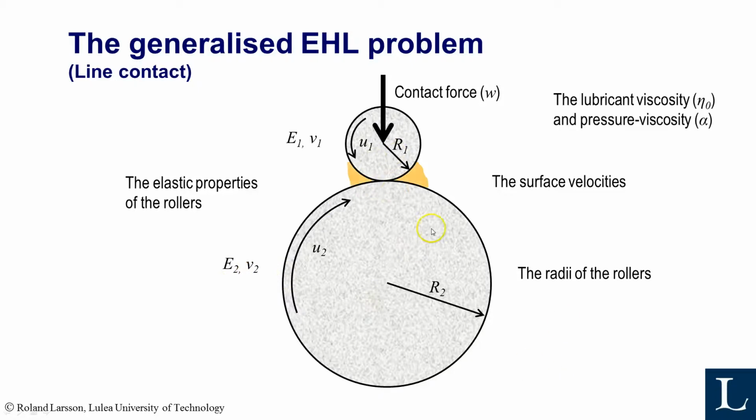And finally the properties of the fluid or the lubricant here. So in this case the important parameters are the lubricant viscosity, the dynamic viscosity, we normally use eta, and also the pressure viscosity coefficient, the alpha I showed you before.